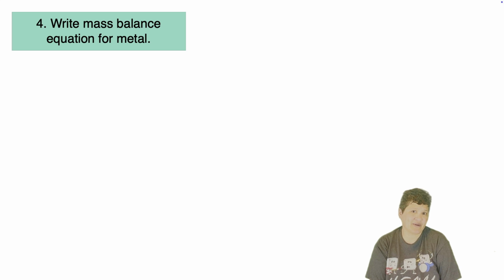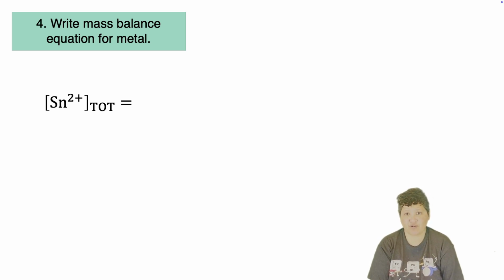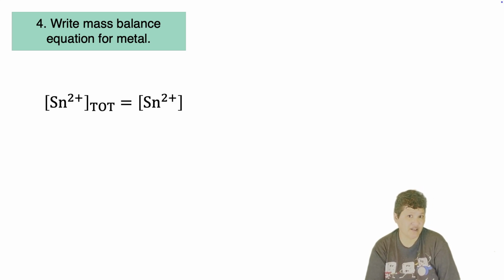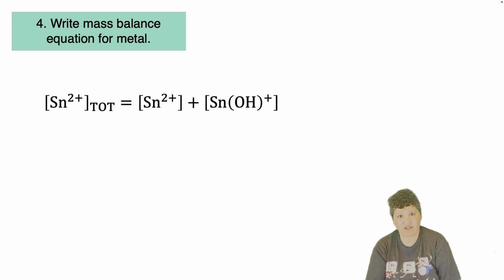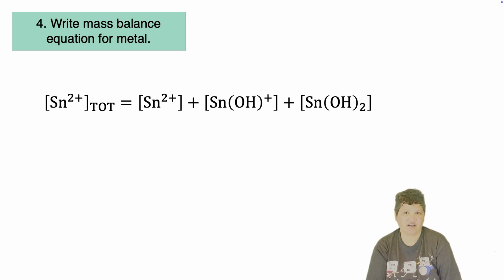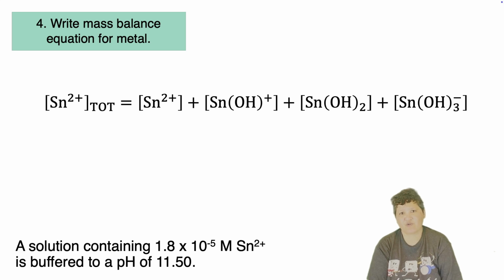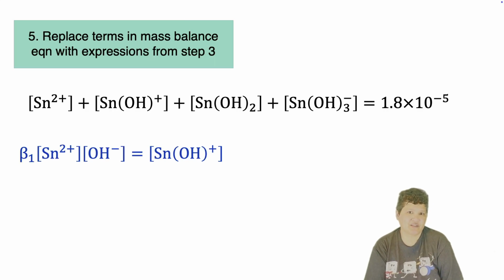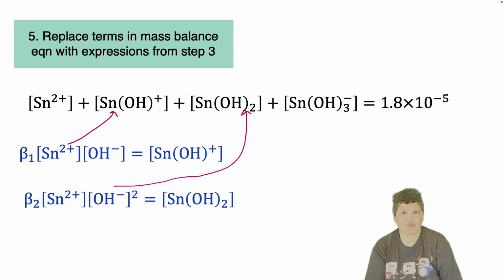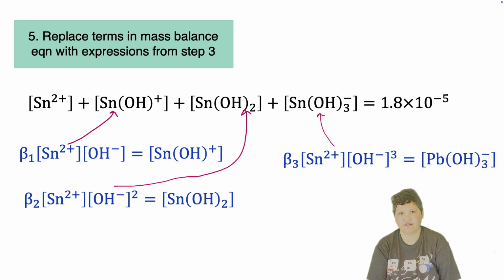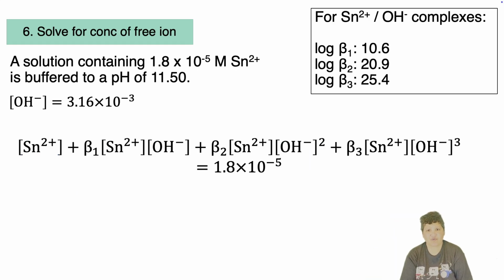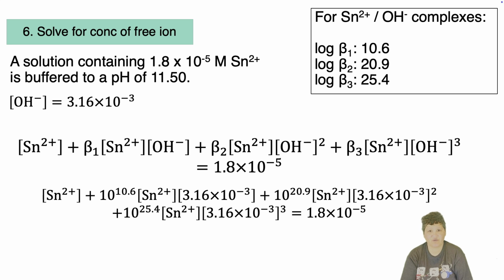Now we're going to write our mass balance equation for tin. This time we have 4 terms: the concentration of free tin, the concentration of the complex with tin and 1 hydroxide, the complex with tin and 2 hydroxides, and the complex with tin and 3 hydroxides. And of course, we can use the information in our problem to set this equal to an actual number. Now we're going to take our mass balance equation and plug in the expressions we came up with in step 3. For step 6, we get to take all of the numbers from the problem, from our hydroxide calculation, and our table of complex formation constants, and plug them all into the mass balance equation.